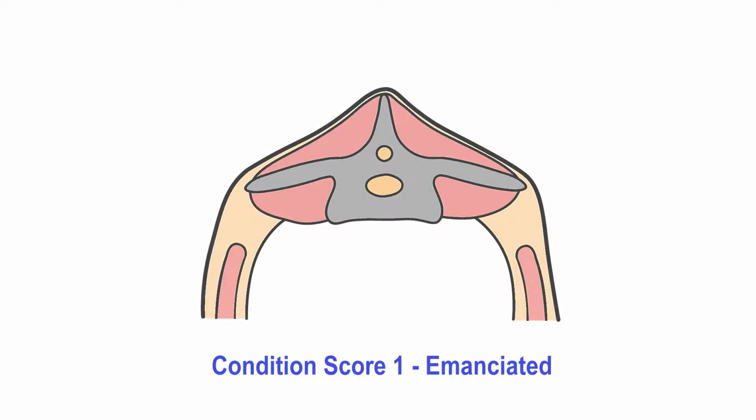For a score of 1, the backbone and horizontal processes are prominent and sharp. The fingers can be pushed easily below the transverse and each process can be felt. The loin is thin with no fat cover.